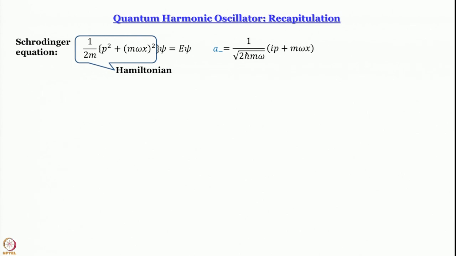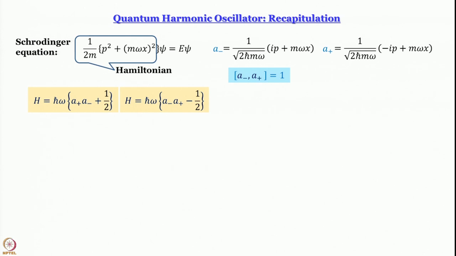Then we have introduced, and we have talked at length about this over the last 2 or 3 modules, two operators, A minus and A plus. These are called ladder operators, and we have studied various aspects of them. First of which is that the commutator between A minus and A plus is 1. Hence, we have learned how we can rewrite the Hamiltonian, this time in terms of the ladder operators. So, there are two ways in which we can write it, because the operators do not commute with each other.